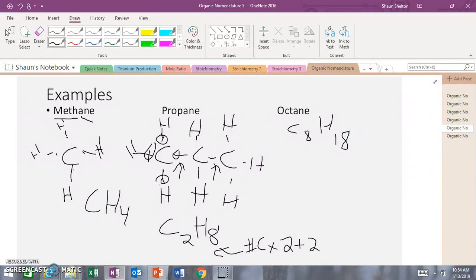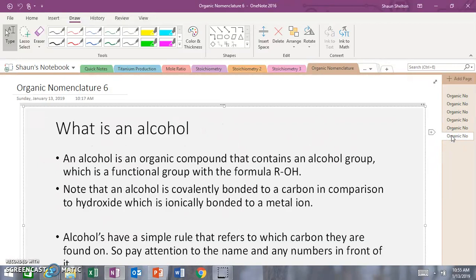So the formula would be C8H18. Now you can do this for any of the number of carbon chains that we have listed previously with the different prefixes, meth, eth, prop, but, and so on. But we're going to look at another. We're going to add on to this.